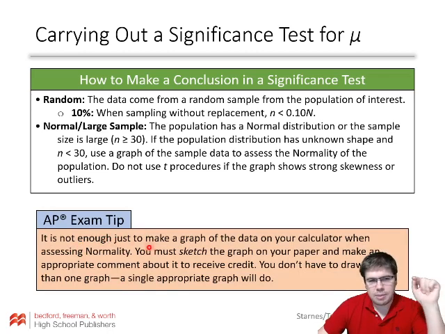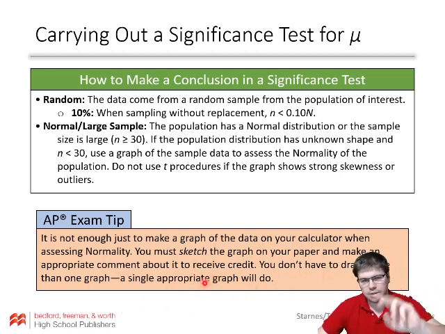It's not enough to make a graph of the data on your calculator when assessing normality. You must sketch the graph. So you can't just say, I looked at my calculator. Actually sketch the graph on your paper and make an appropriate comment about it to receive credit. You don't have to draw more than one graph. A single graph will do. Just a nice quick sketch, get a few numbers on there. It doesn't have to be a work of art or anything.